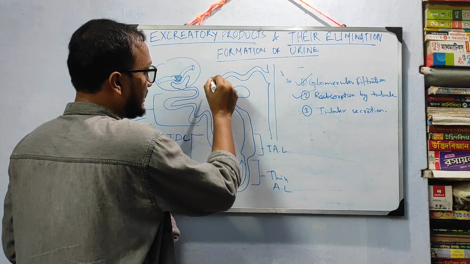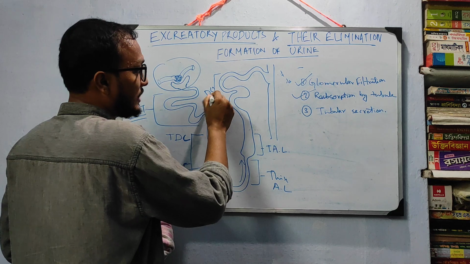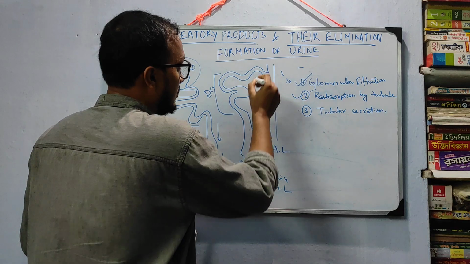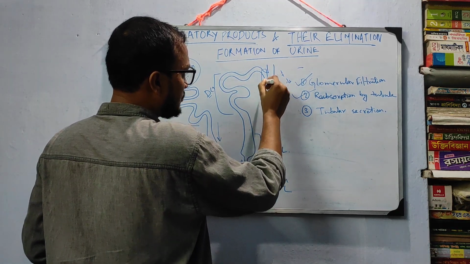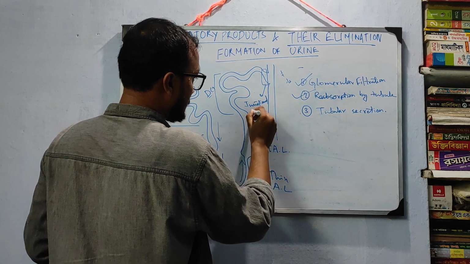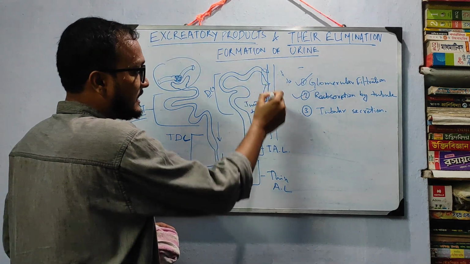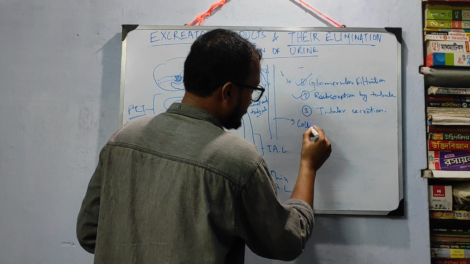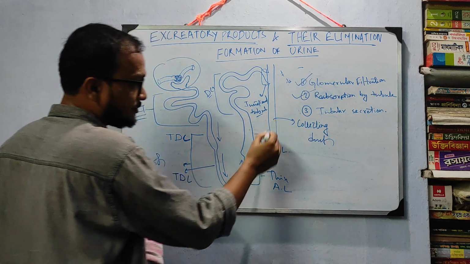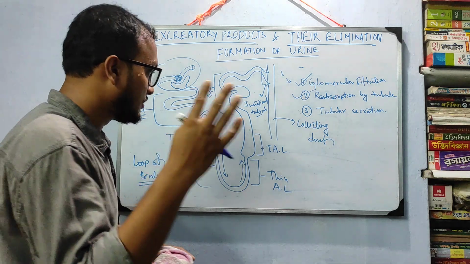After that there will be the DCT, distal convoluted tubule. Why is it distal? Because it is far from the renal corpuscle. Then this region is known as the junctional tubule, because it is the junction between the renal tubule and the collecting duct. This is the collecting duct. The collecting duct will enter the renal pelvis, then from the renal pelvis to the ureter. All things will be transferred.